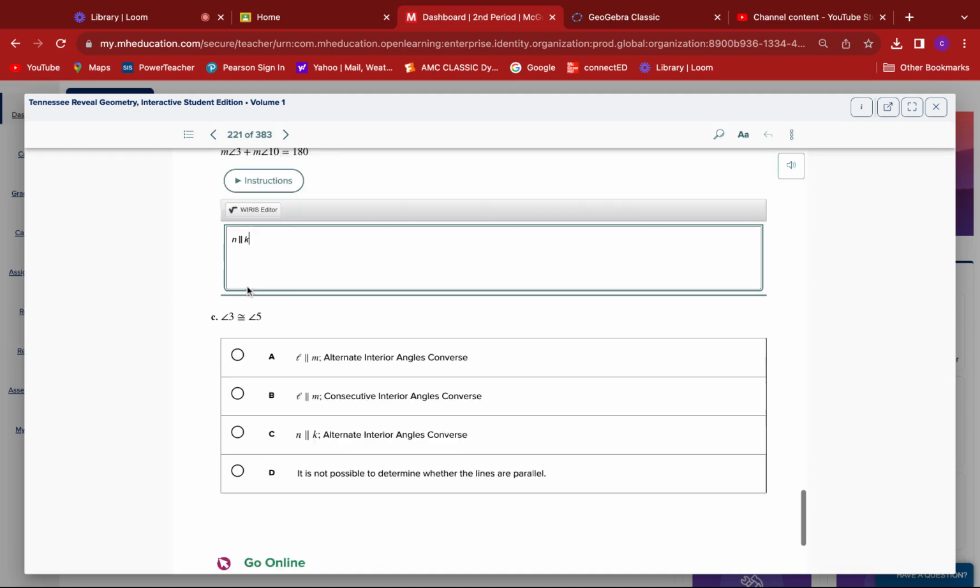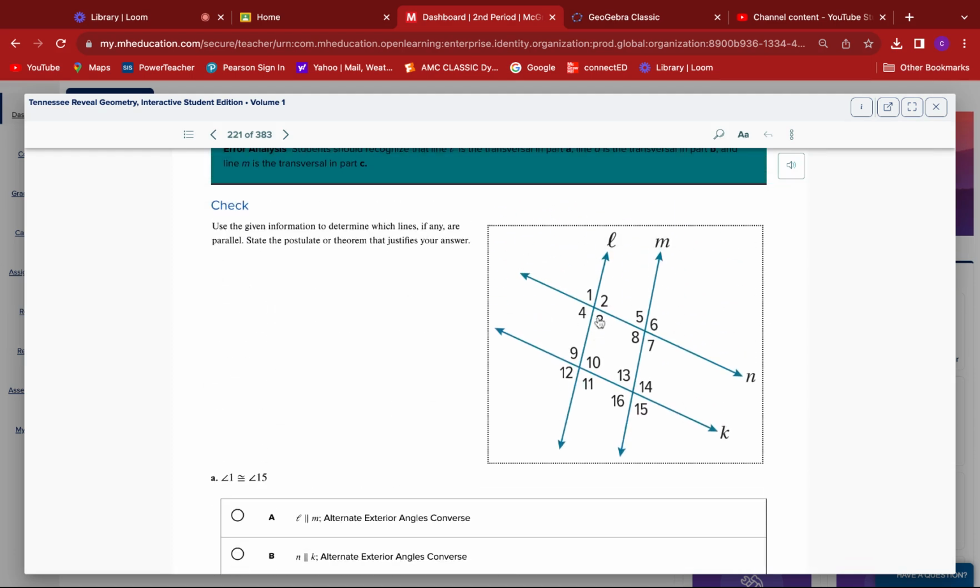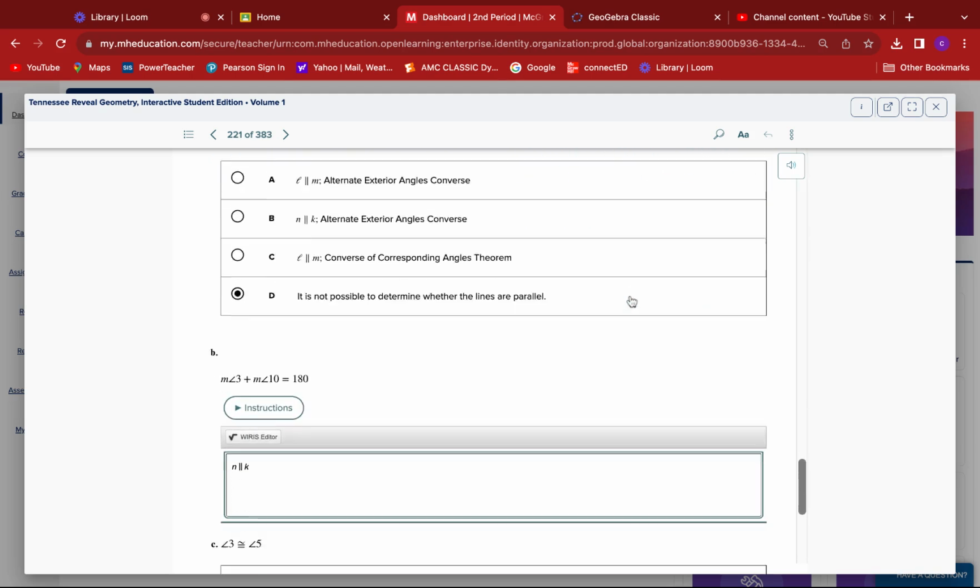Okay, here we go. 3 and 5. There's 3. There's 5. They're both on N because 3 is at the corner of L and N, and 5 is at the corner of M and N. So they're both on N. That's your transversal. All right, N crosses L and M. They are between, and they're on different sides of N. So these are alternate interior.